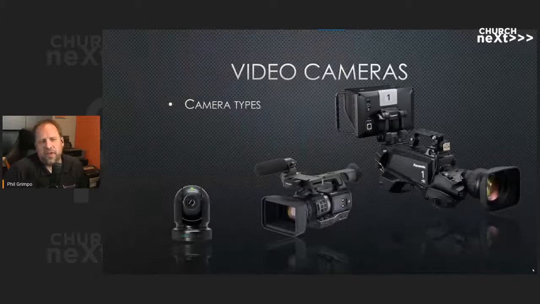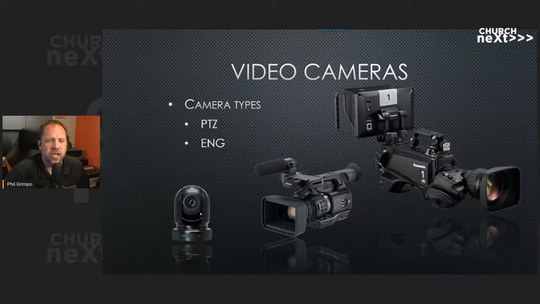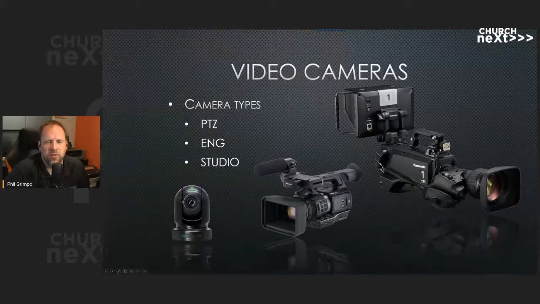Okay, so now we're going to look at video cameras, and we're going to look at video camera types. So the first one is PTZ, and if you look on the screen, it's this little guy down in the corner here. So a PTZ, that stands for pan, tilt, zoom, typically used if you can't put a camera operator. All right. ENG cameras, that's kind of these middle cameras that are over your shoulder. We'll talk about those. And then bigger studio cameras. If you're doing broadcast studio type stuff, you may have some of these. And I bring these up because there's a lot of churches that have this size camera.